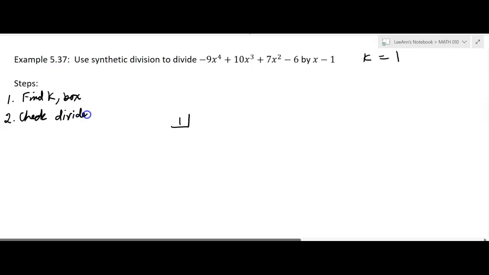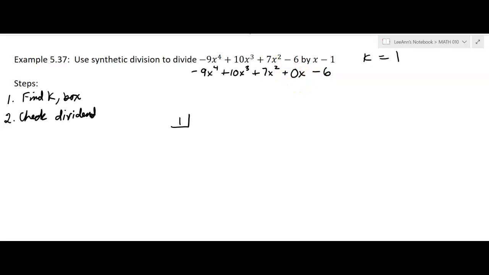Now, what are you checking for? You're checking to make sure that it's in standard form, that the exponents go in descending order, and that they're all there. So we have negative 9x to the 4th. We have 10x cubed. So far, so good. We have 7x squared. But we don't have an x term. So we have to put in plus 0x. It looks like ox, I know, but that's what we have to do. And then the minus 6.